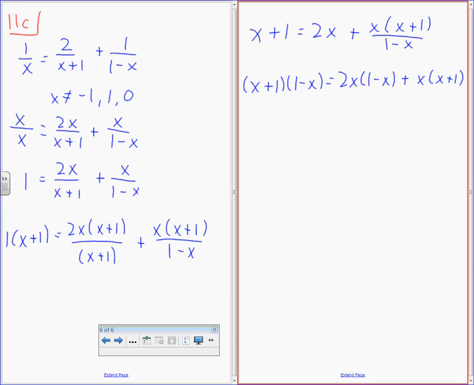How am I going to solve this? What are the steps I'm going to take to solve this? Owen, go ahead. FOIL the left side. Yeah. And then distribute on the right. Good. So we're going to expand everything and FOIL everything out, okay? So this is going to turn into x times 1 is x. X times negative x is negative x squared. 1 times 1 is 1, and then minus x. This is going to be 2x minus 2x squared plus x squared plus x. Okay, so that's just good old algebra is what that is.